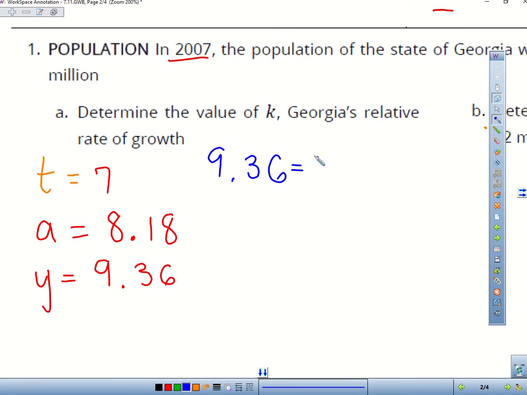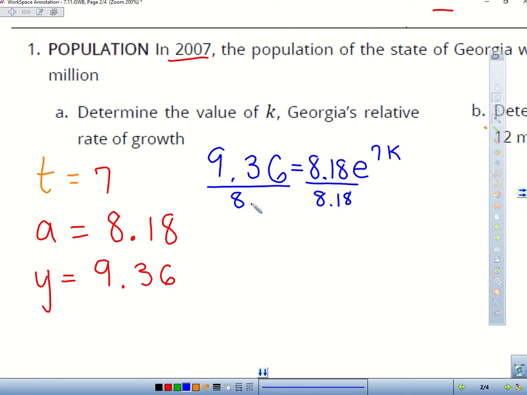9.36 is equal to 8.18 times e to the power of 7 times k. So does everybody see how I plugged in for t, a, and y? And then my goal is to get e by itself, so I'm going to divide both sides by 8.18.